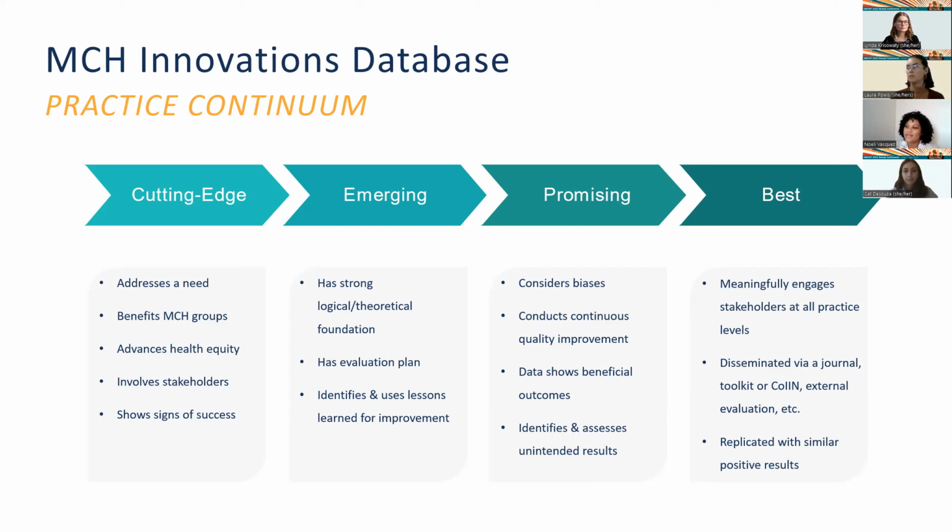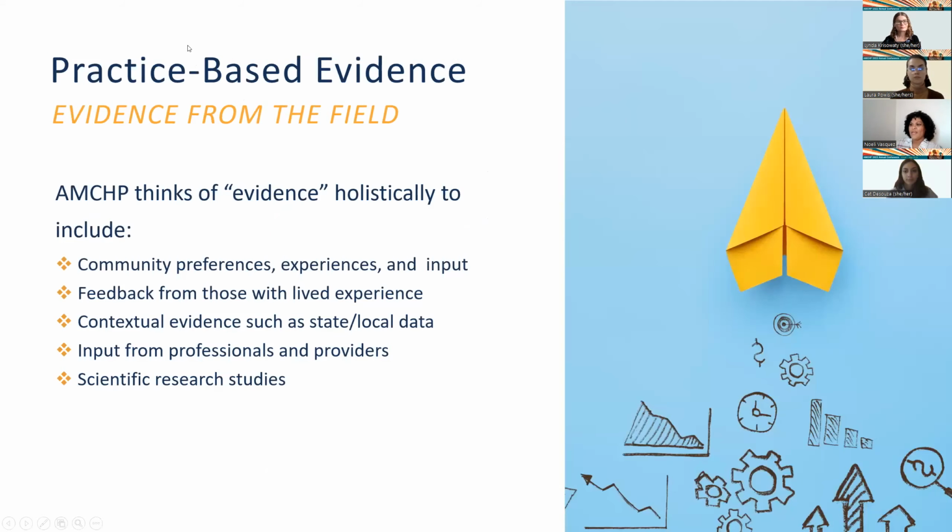So those are the different designations that we have. And when we consider the evidence that we're looking for from these practices when we're evaluating them for our database, AMCHP as a whole has tried to think of evidence holistically. And so it includes community preferences and experiences and input, something that we really look for to make sure that these practices are adequately suited for the environment that they're built for.